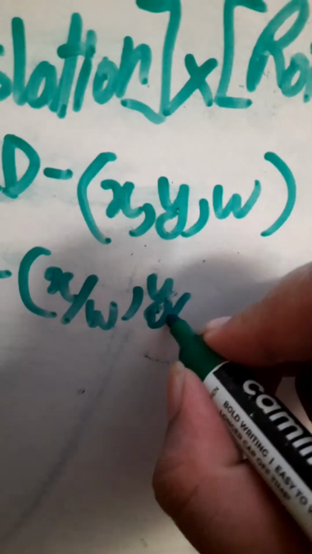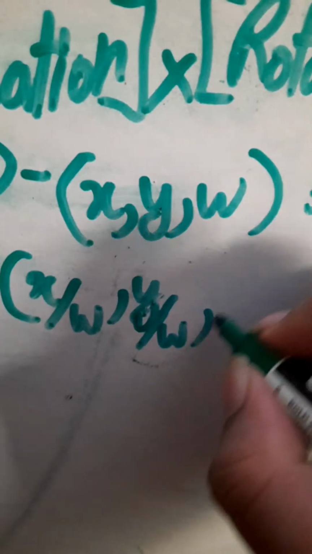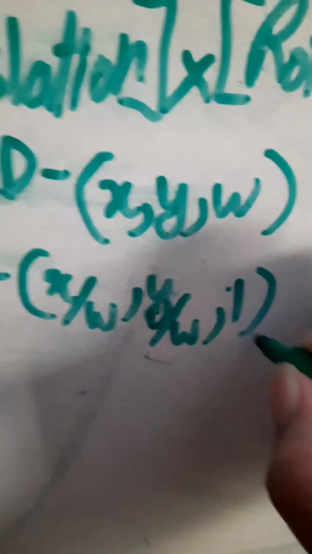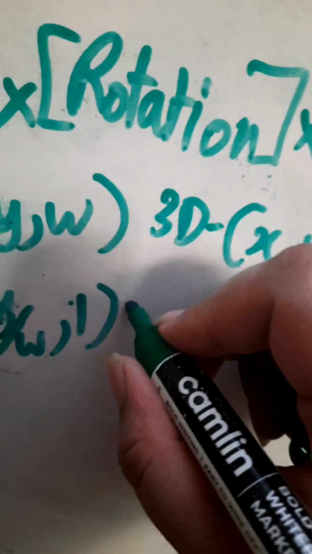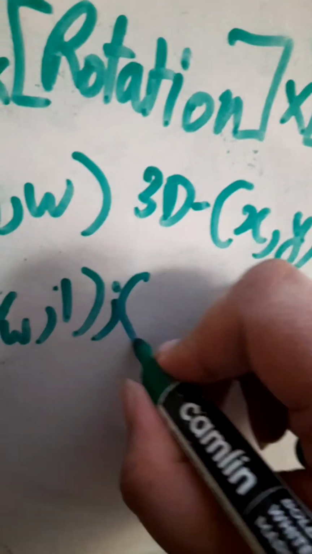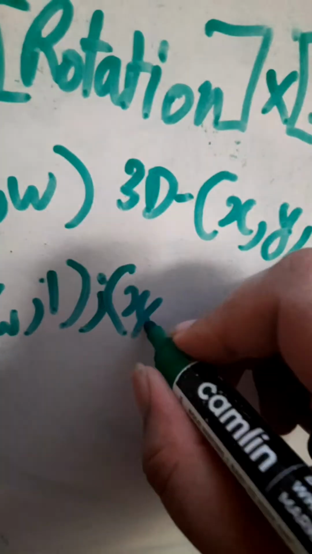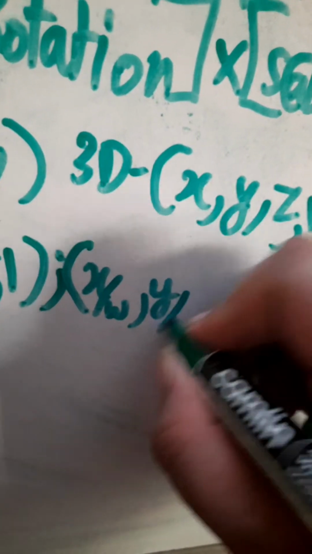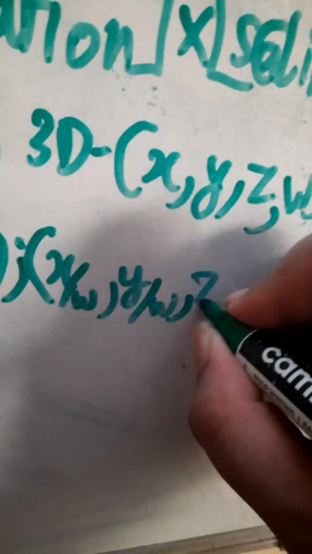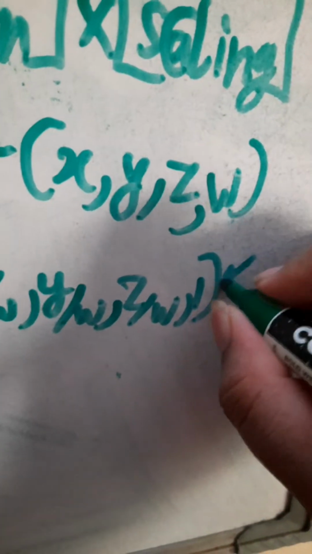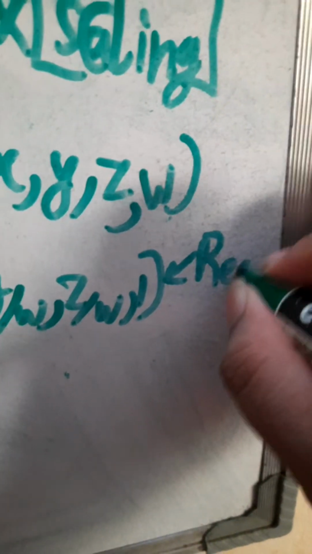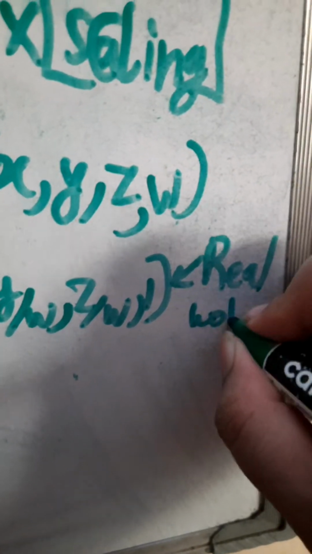Oh sorry, wait a second. Y by w and 1. So when it is 1, it becomes real coordinates. And I would show you this one too: x by w, y by w and z by w, and this is 1. So these are real world coordinates. Okay.